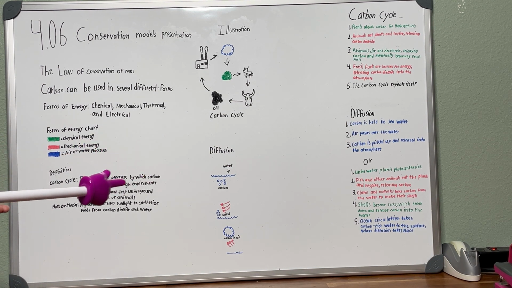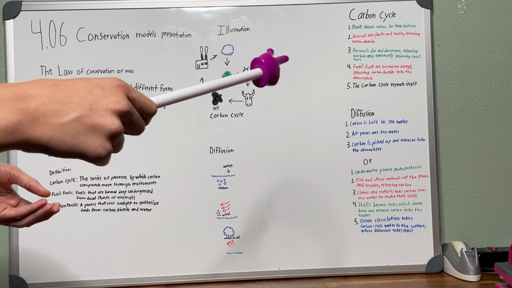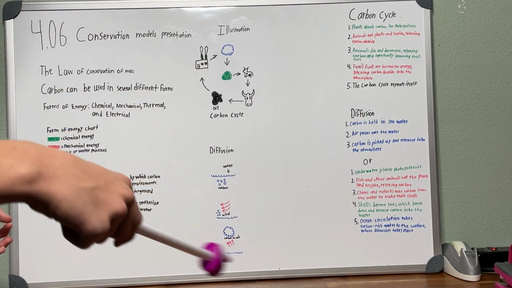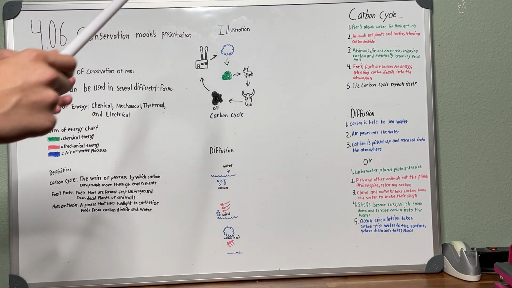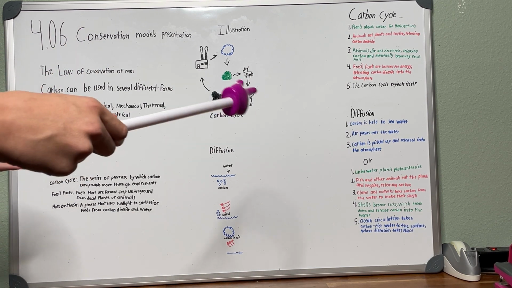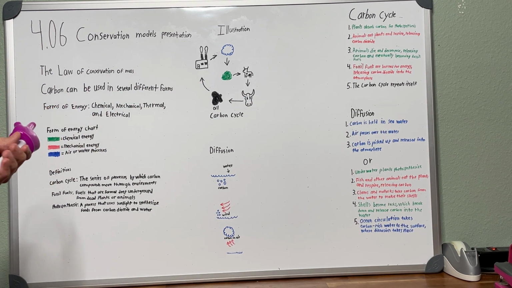Ocean circulation is the process where cold, carbon-rich water from deep in the water is taken up to the surface of the ocean, and diffusion takes place.